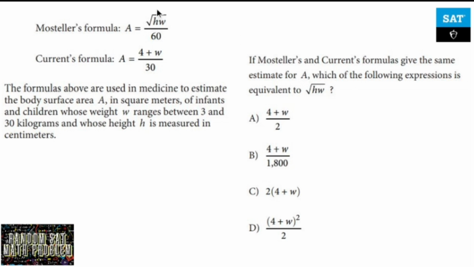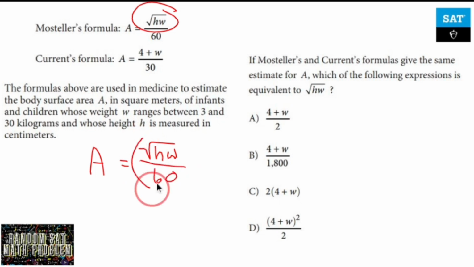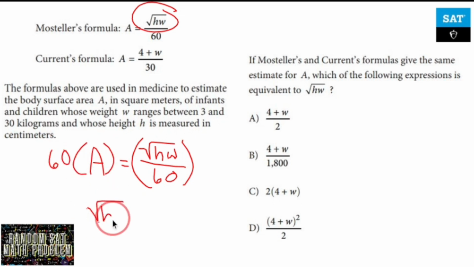All right, well, I see a square root of HW right there. So why don't I take that formula, rewrite it down here, and multiply both sides by 60. So the square root of HW is 60A. So 60A is equivalent to the square root of HW, which is none of these.